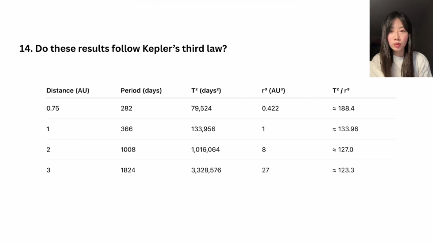When I calculated T squared and r cubed for each orbit, the ratio stays roughly consistent. This shows that T squared is proportional to r cubed, just as Kepler predicted, even if there are small differences due to rounding or simulation limits, since we cannot make sure it's a perfect circle in each simulation.